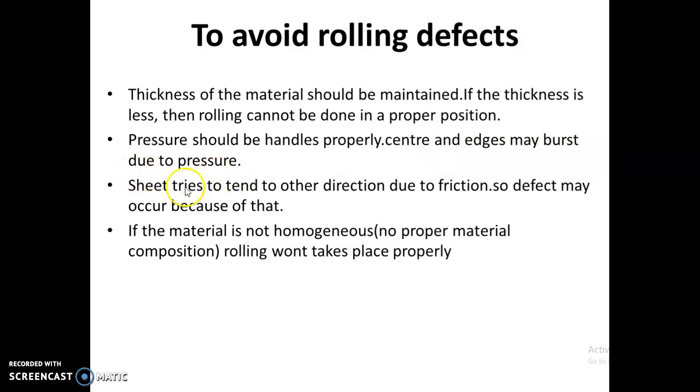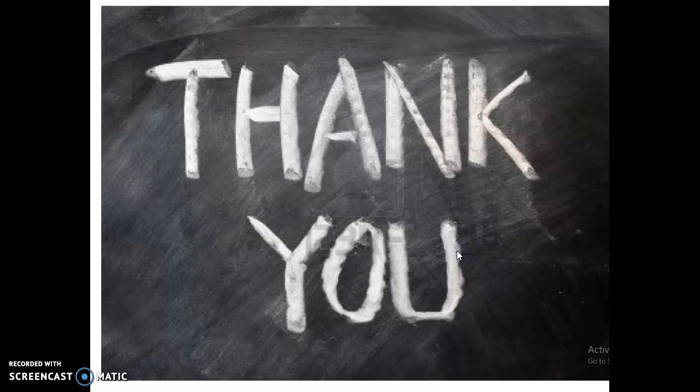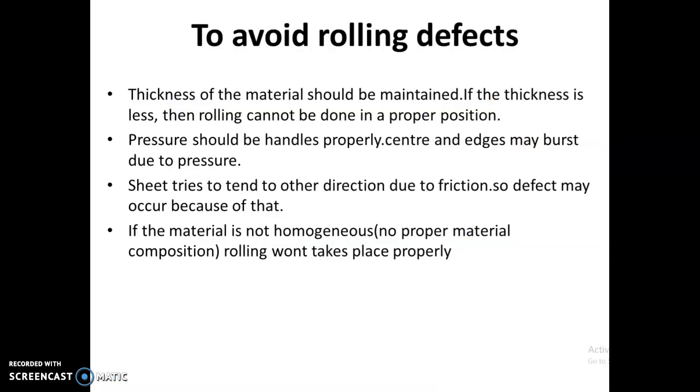The sheet tends to move in another direction due to friction, so a defect may occur because of that. If the material is not homogeneous, meaning it doesn't have proper material composition, rolling won't take place properly. So it should be maintained with a proper composition. The material should have a proper composition throughout.